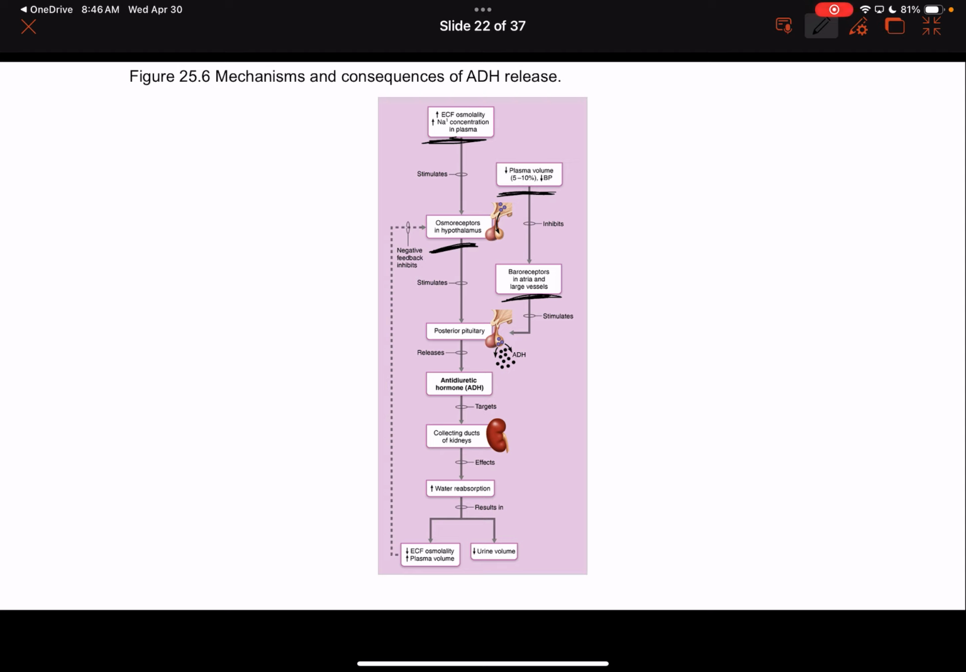So if you increase concentration or if you lose plasma volume, that is going to cause your posterior pituitary to release more ADH, which is going to put more aquaporins in the collecting duct, which causes more water reabsorption, which should decrease your osmolality or increase your plasma volume. Well, it'll do both, but it depends on what was the trigger that started this whole thing. And because you're reabsorbing more water, your urine output will be lower. See, so much review.